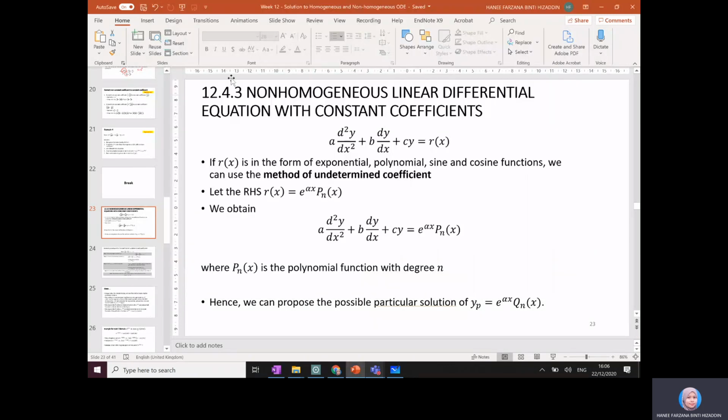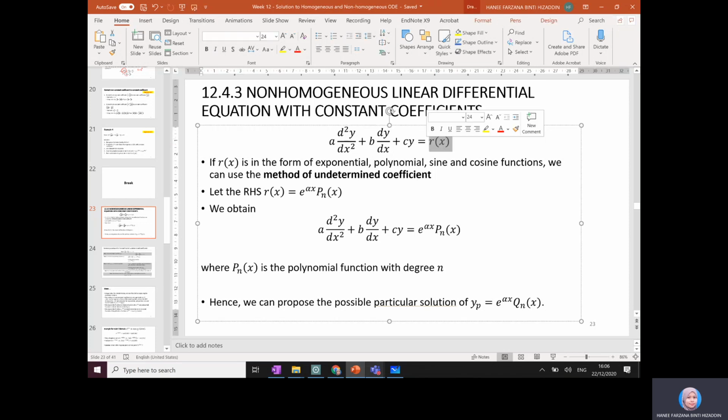Okay, so next part of the video, we're going to discuss the non-homogeneous linear differential equation with constant coefficient. If you're given this ODE, the part where it is non-homogeneous is the right-hand side part here, r of x.